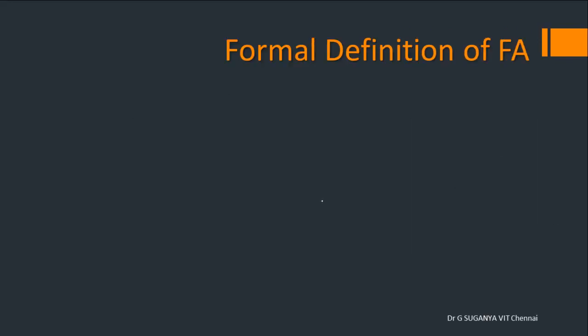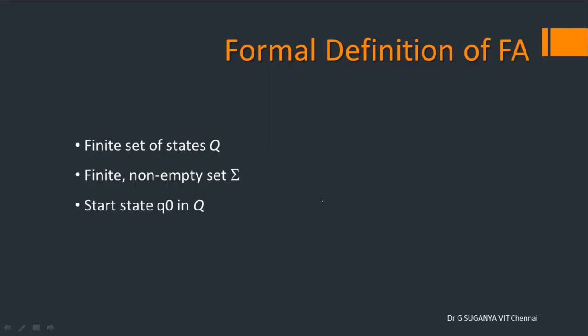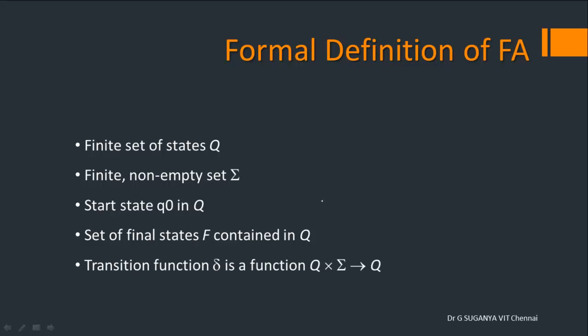With this, we'll try to formally define what a finite automata is. You will have a finite set of states Q represented by circles. Then you will have a finite non-empty set sigma, which is nothing but the permissible input symbols or the operations that are permitted. For example, in some cases, right click may not be permitted, so that will not come as part of sigma. There will be a special state called Q0, which is again a part of the states. There will be a set of final states F, again part of Q, the set of states. And finally, you will have a transition function, which is a function of Q cross sigma into Q.